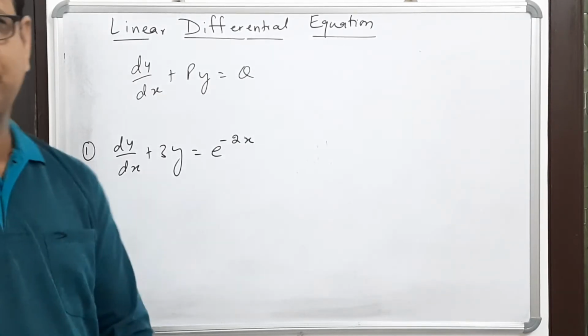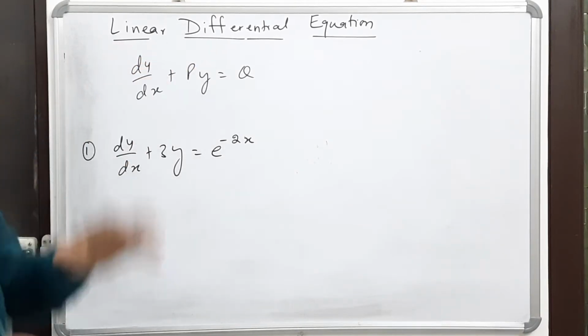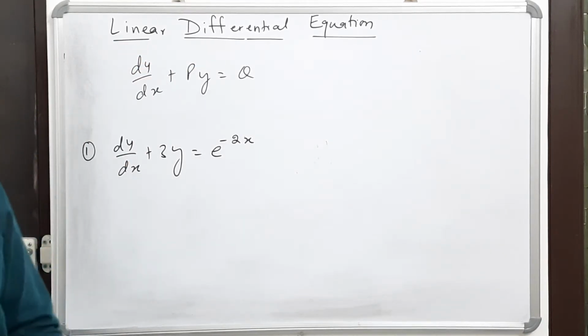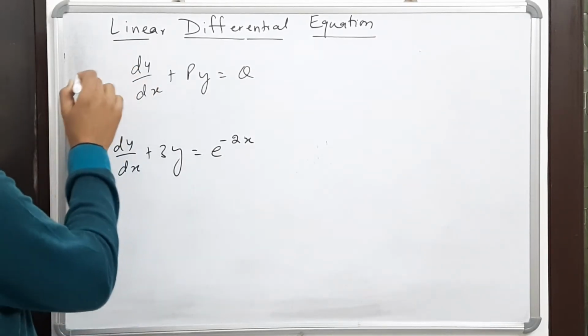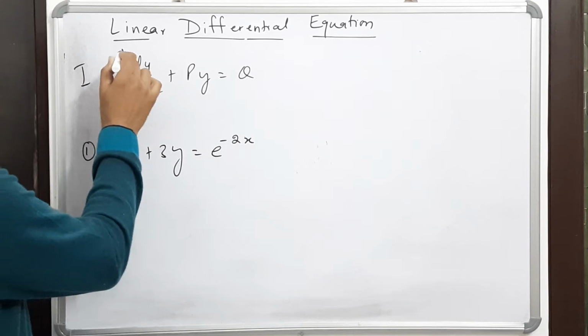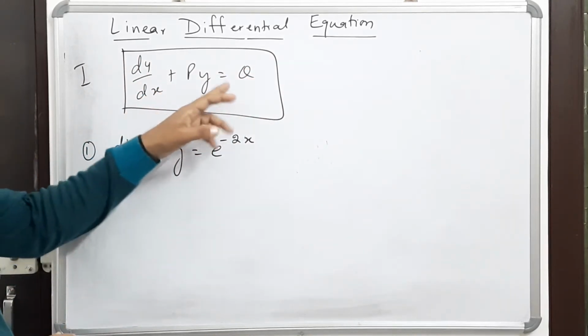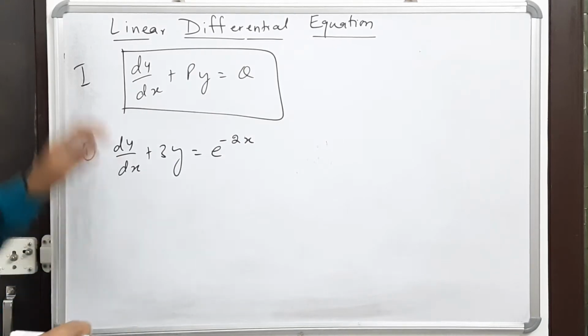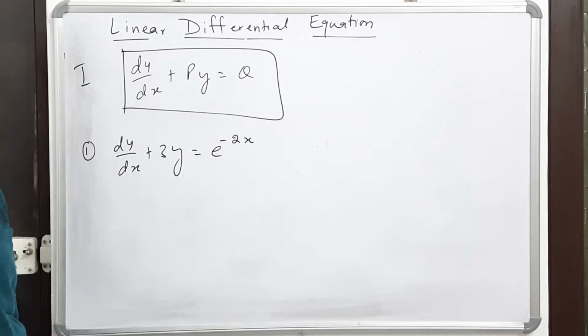Hello dear students, in this video I am taking the topic linear differential equation. This is the last part of the differential equation. Now the linear differential equation, the first form is dy by dx plus py equals to q, and the second form is dx by dy plus px equals to q.